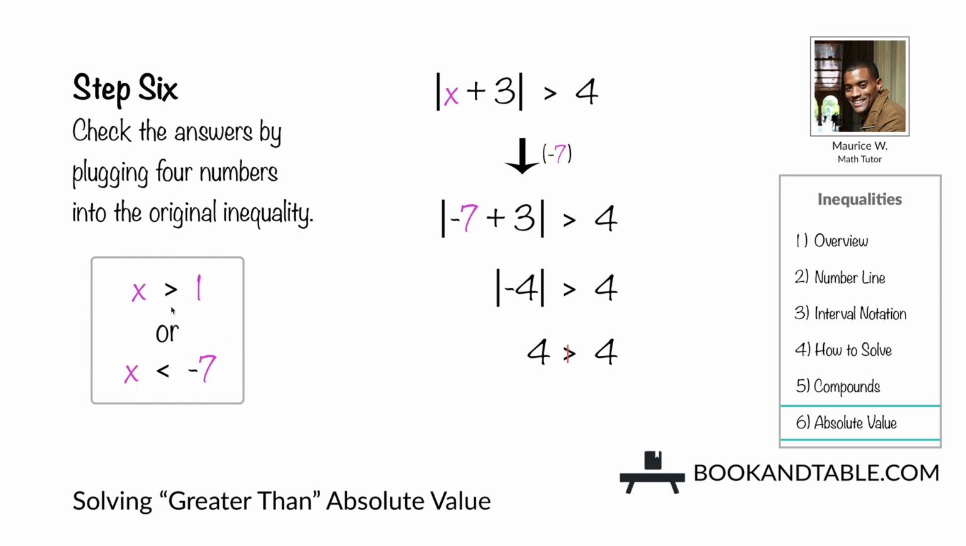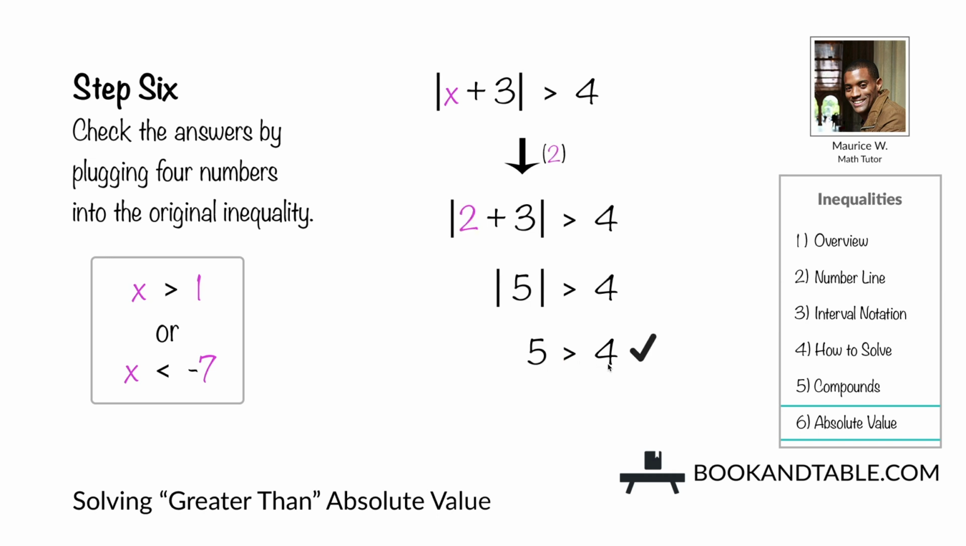And now to test the positive interval, x is greater than 1. We want to plug in 1 for x, since that should not work. 1 is not greater than 1. And then we'll plug in 2 for x, since that should work. So when we plug in 1 for x, we get 1 plus 3, which is 4. The absolute value of 4 is 4, giving us the false statement 4 is greater than 4.